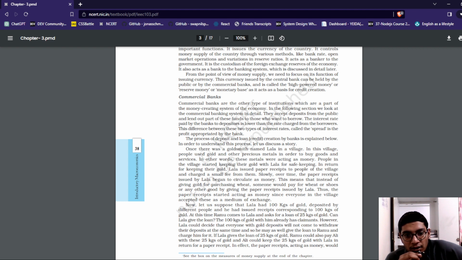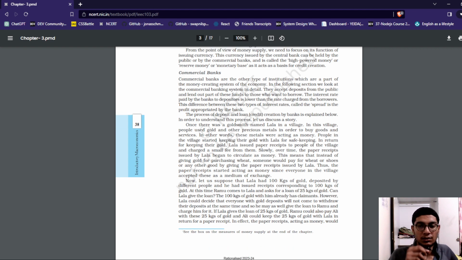In order to understand, let us discuss a story. Once there was a goldsmith named Lala in a village. In the village, people used gold and other precious metals in order to buy goods and services. In other words, these metals were acting as money. People in the village started keeping their gold with Lala for safekeeping. In return for keeping the gold, Lala issued paper receipts to the people of the village and charged a small fee. Slowly, over time, the paper receipts issued by Lala began to circulate as money.